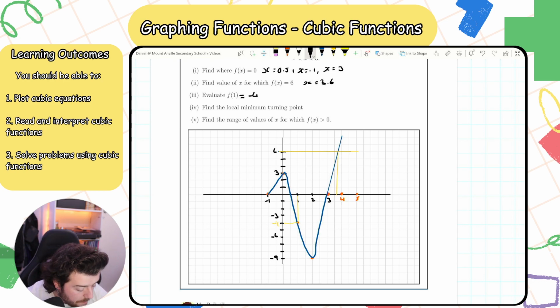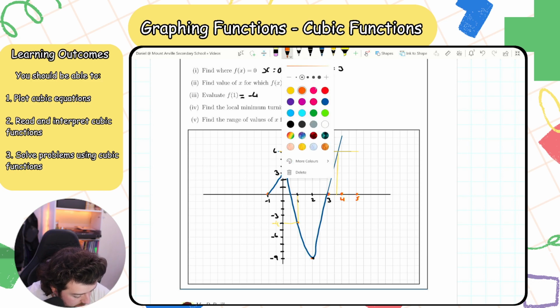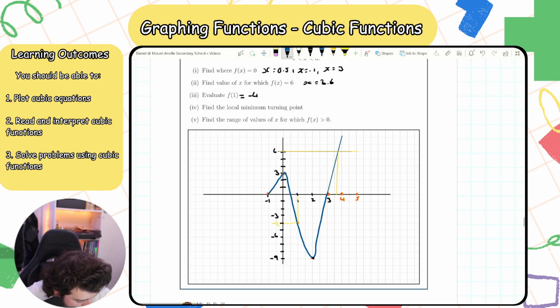Find the local minimum turning point. Well, that's going to be this point right here, which is equal to (2, minus 9). That is going to be my local minimum point.